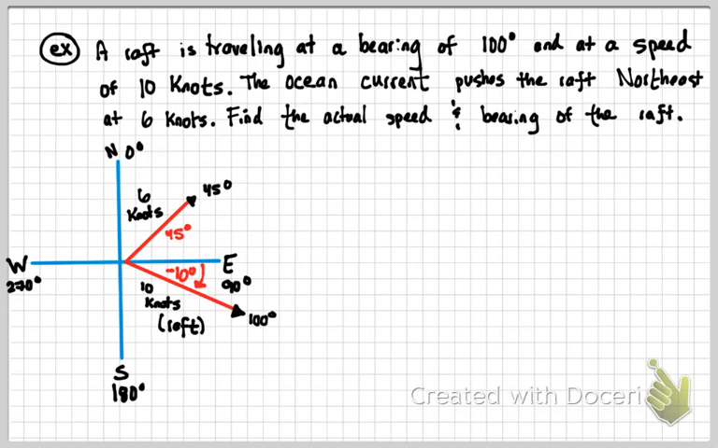So here's our first one. We're going to first look at the raft. It'll help to draw it out again. Here's your raft. It's on this path, traveling 10 knots. You need to figure out the component form of these two. Actually, I think I drew this wrong. Let me draw it this way.